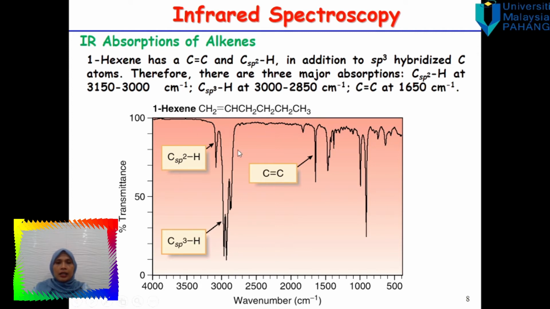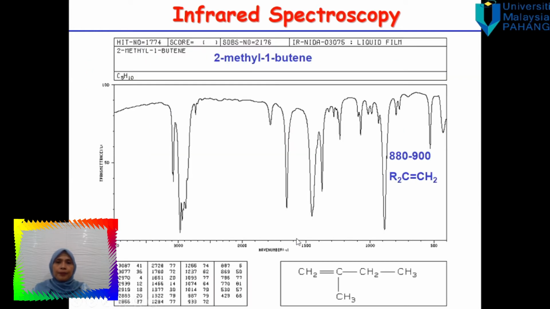Here we can see alkene at 16 something and more than 3000. sp3 is 3000 to 2800. sp2 is more than 3000, 3150 to 3000. This is sp3, this one sp2, sp3, sp2, and this one is C double bond C. Here we can see the signal for C-H sp2, and this 16 something is the C double bond C.